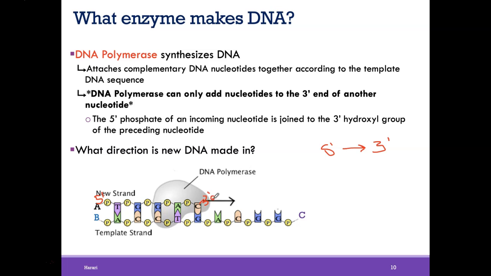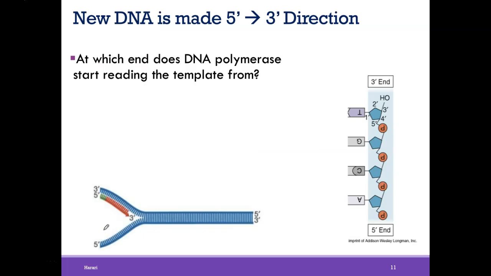It can only add to this direction. It can only add over here. It can't add anything in this direction. It can only add something to the 3' end. Therefore, in DNA replication, DNA is being made 5' to 3', right? Because things are only growing at the 3' end. And in this case, this would have to be the 3' end, and this would have to be the 5' end. Because remember, DNA strands are always anti-parallel to each other. If this is 3', that has to be 5', right? You can never have two 5' or 3' parallel to each other. So like I said, new DNA is made 5' to 3'.